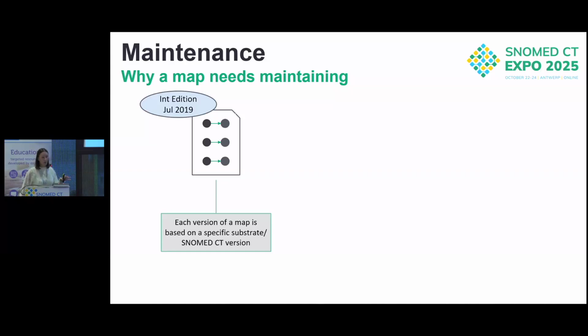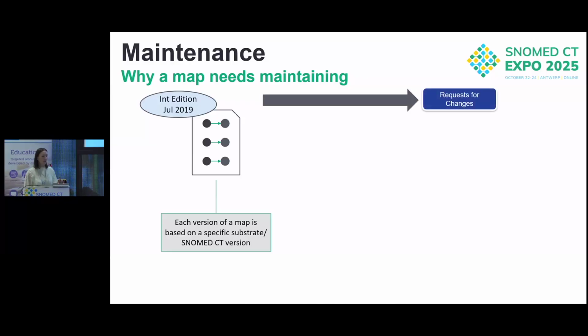And each version of a map is based on a particular substrate or version of SNOMED CT. And as you found out, SNOMED CT is updated every month. So there will be changes to content, there will be changes to terms. So there needs to be a way that you can maintain the map that you're creating. So you need to think about other ways as well. There might be users who are using the map that might request changes to your map because there might be a gap or something missing that they would find useful in their map. So you need to think about those kind of queries that might come in from users.